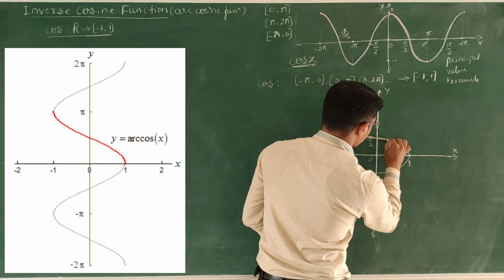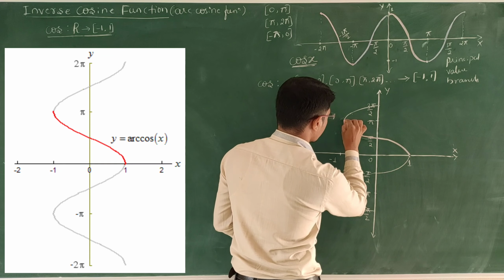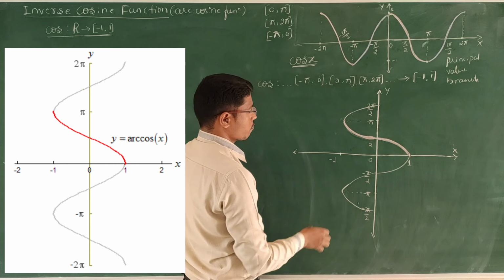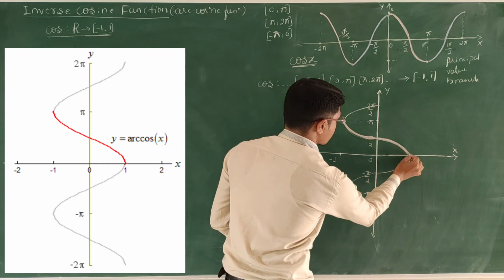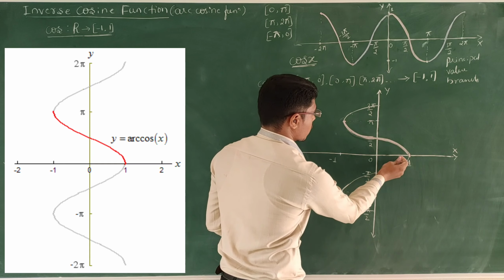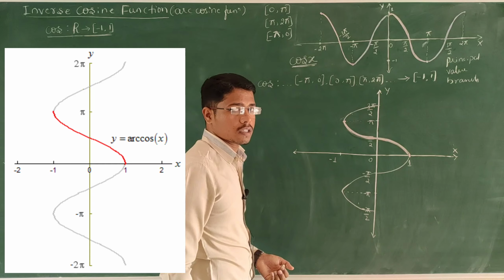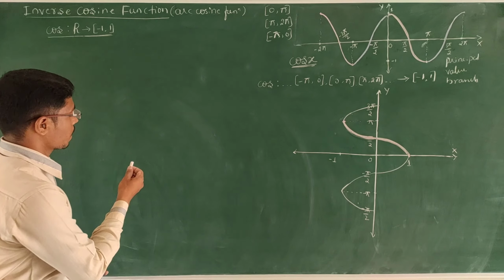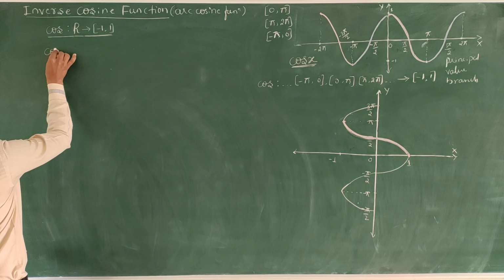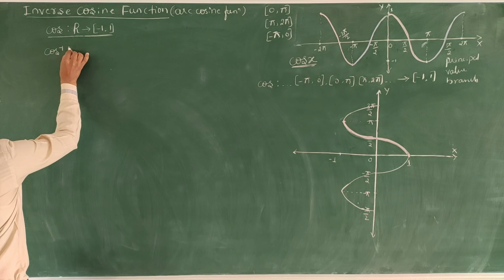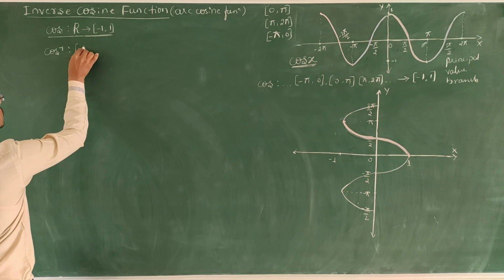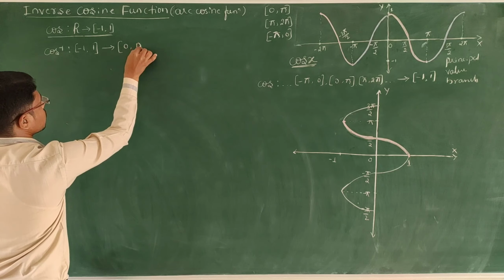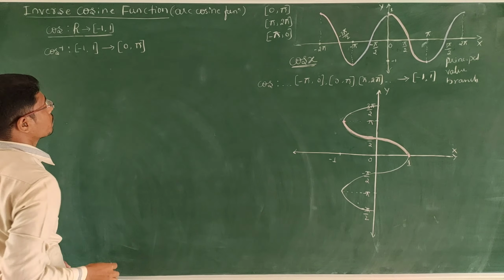So I am drawing a line with a colored chalk. This is the principal value branch. This is the reason we can draw only this much of the graph, and that is also called the cos inverse graph. Therefore, cos inverse is from minus 1 comma 1 to the principal value branch 0 comma pi.